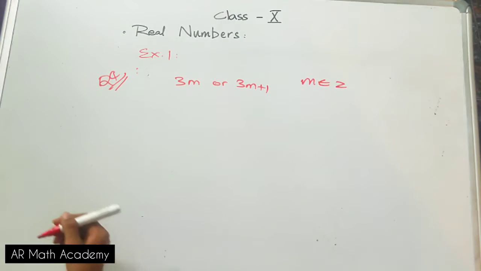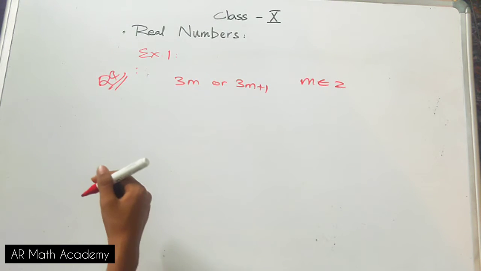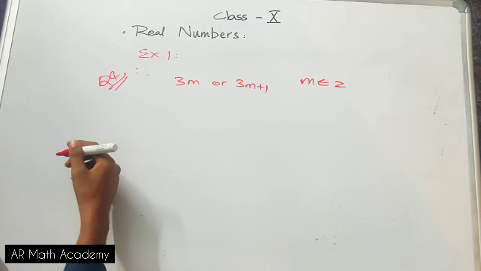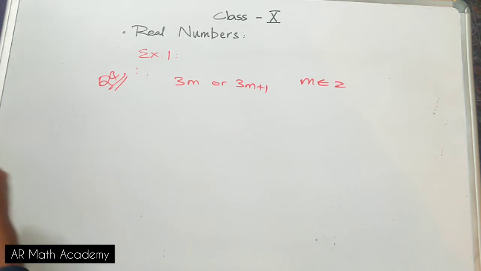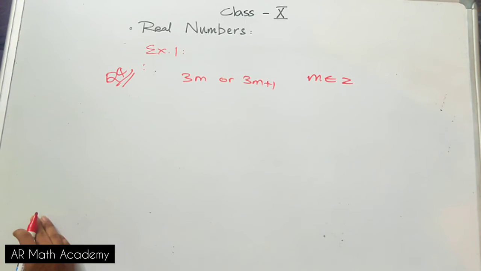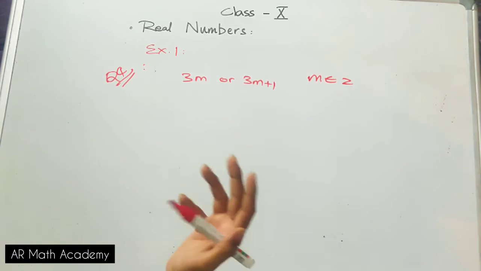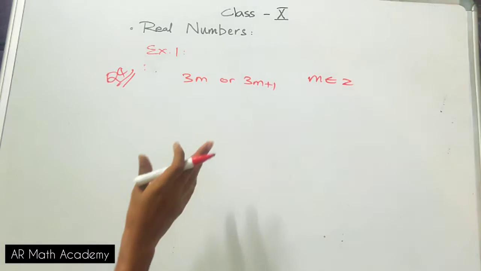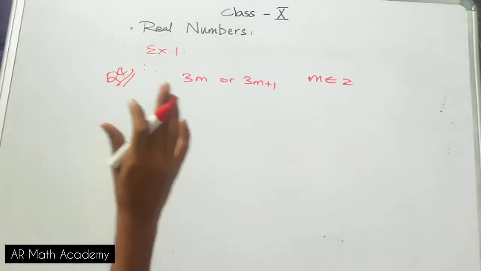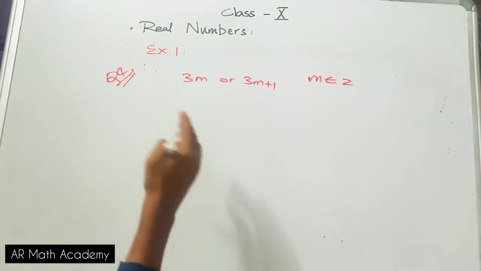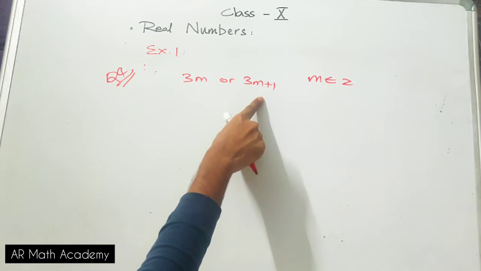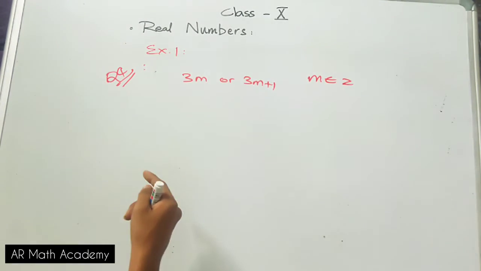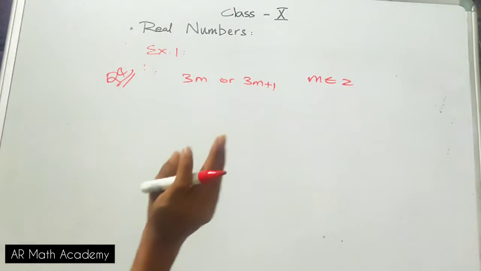So let us substitute some things over here. So this is question number 4, which is of a similar type to question number 2, which we have previously solved. In question number 4, we have to show that the square of any integer can be represented in the form 3m or 3m plus 1, where m belongs to the integers. So let me explain the question for you.